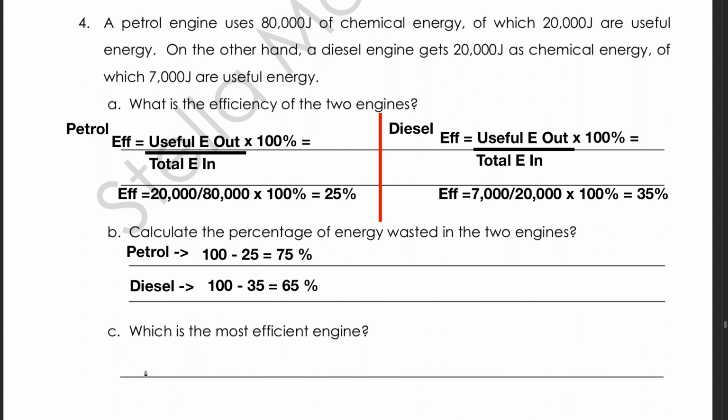Question C. Which is the most efficient engine? If we simply compare the answers we got in part A, namely 25% and 35%, it is very clear that the most efficient engine is the diesel engine.